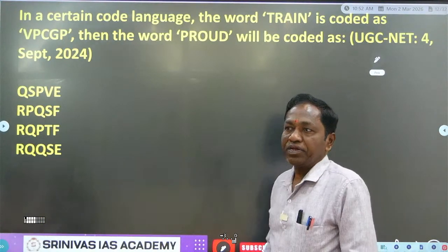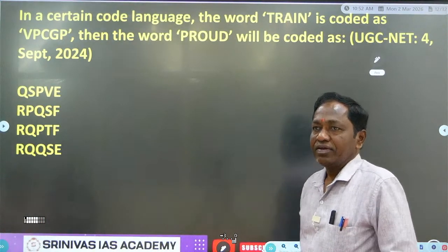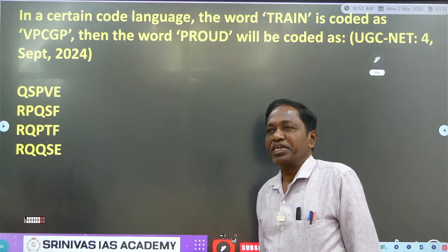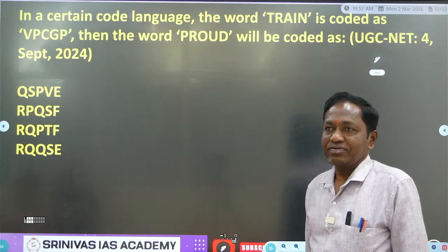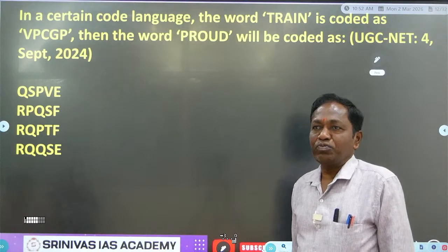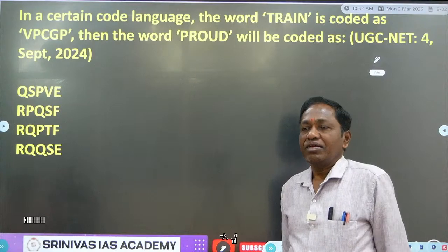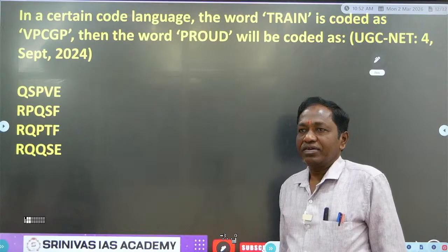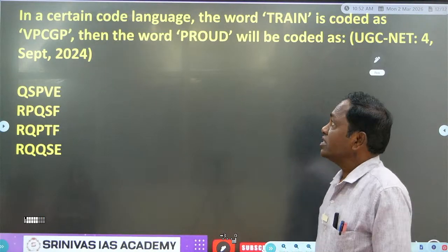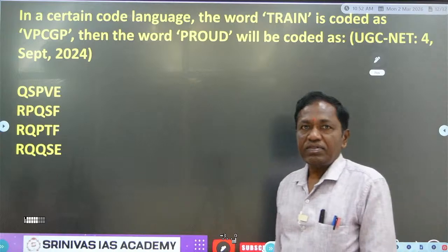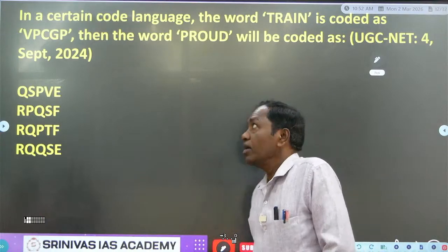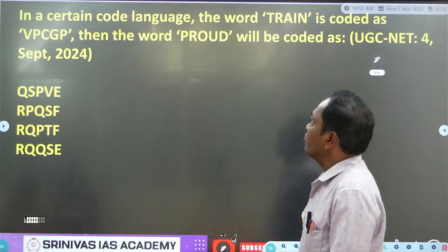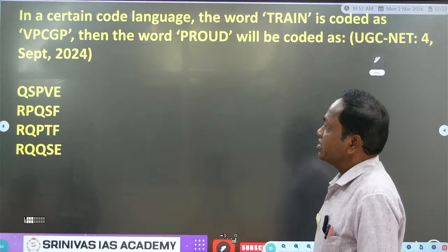Right. Now coding, decoding. Those questions you can do by yourself. Only thing is some pattern we need to know, that's all. In a certain code language, the word train is coded as VP, CGP, then the word proud will be coded as what?